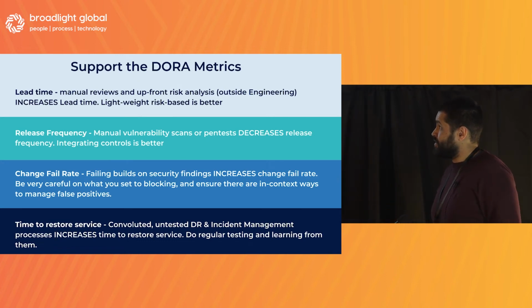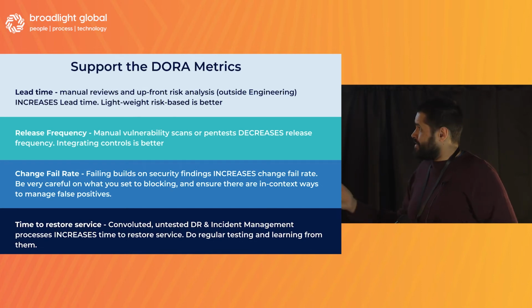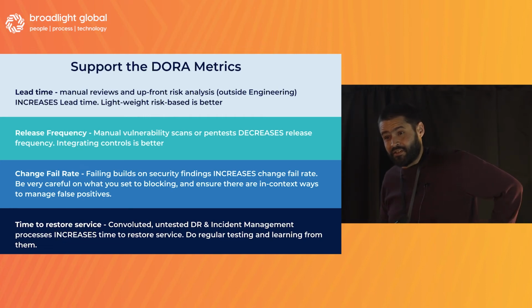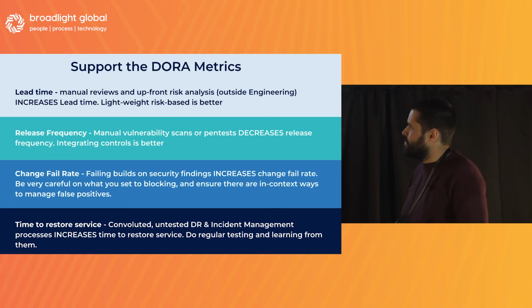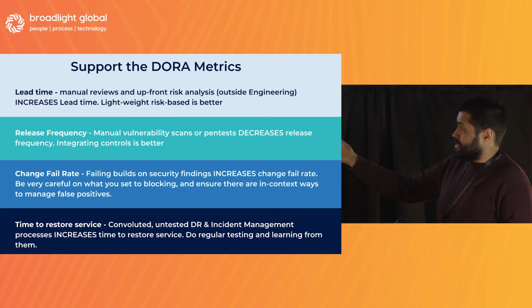Change fail rate. So failing builds on security findings increases the change fail rate, right? So we should be very, very careful when we set a tool directly in CI/CD to blocking, right? There are very, very few tools that I move into blocking mode if I'm not at least 6 months to a year kind of using it. The only exception, I think, is Checkov, the infrastructure as code, because those are really high fidelity, generally speaking. But every other tool that I tend to use, it's usually between 6 months to a year where everyone feels comfortable, okay, we can probably put this in blocking right now because we know what we need to do if something happens.